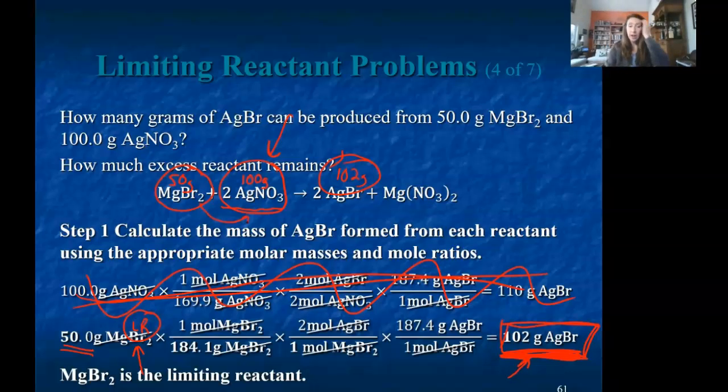So to figure out how much excess reactant you have left, all you do is you take your limiting reactant and you convert it to here. So what we're doing is we're going to react the 50 grams and find out, when we use all 50 grams, how much of this do we use? And then here's how much we started with. We're just going to subtract that out. And that's how we can tell how much we actually used.